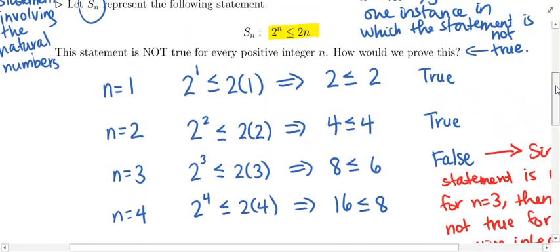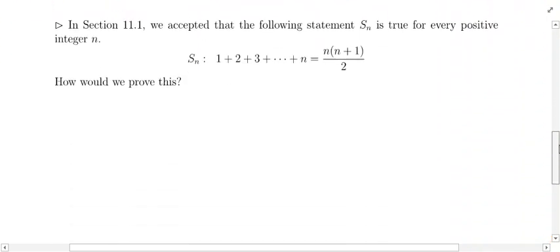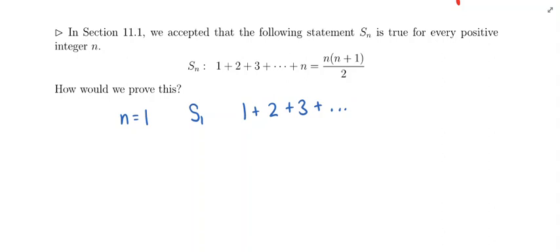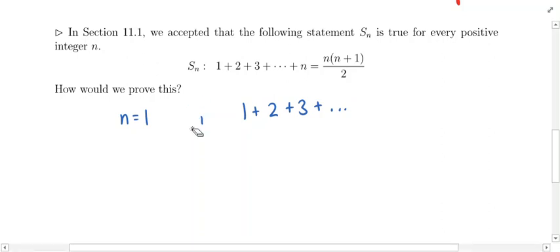Above, we started plugging in counting numbers to see if we got a true statement. So you could do the same thing here. If n is 1, S1 would be 1 plus 2 plus 3, well, I went too far, because you've really got to pay attention to your notation here. On the left side, you're adding up the first n many positive integers. So here you'd be just adding up the first positive integer, which would be 1.